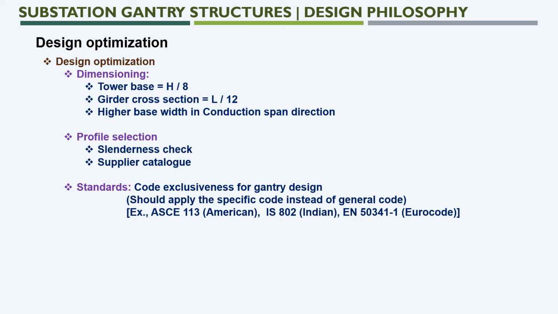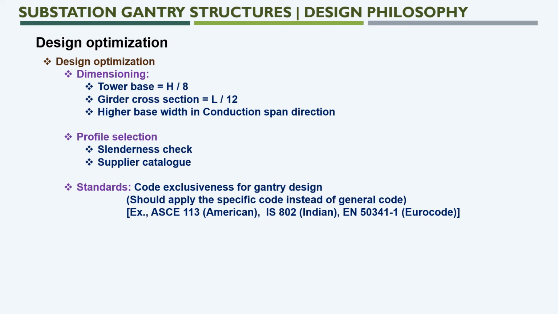Always that higher base width should keep in conductor spanning direction. Suppose the conductor is spanning this way, then your tower base should have maximum width in the conductor span. So if my conductor is spanning in this way, then my tower maximum base width should be in the spanning direction. So this is an optimization in dimensioning.